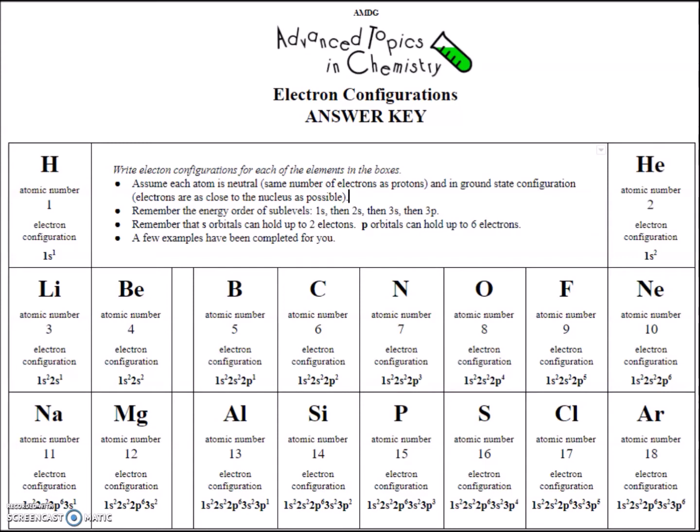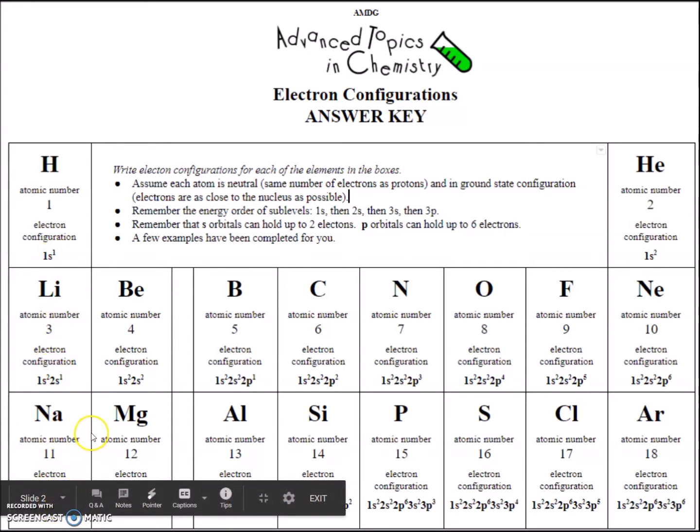You were asked to write electron configurations for each of the first 18 elements. Now, I deliberately set up this page so that it would resemble the periodic table. In other words, the elements are found exactly in the same order as you would find them on the real periodic table. Notice that there's a pattern. Everything in column 1 ends with something s1. So hydrogen is 1s1, lithium 2s1, sodium ends with 3s1.